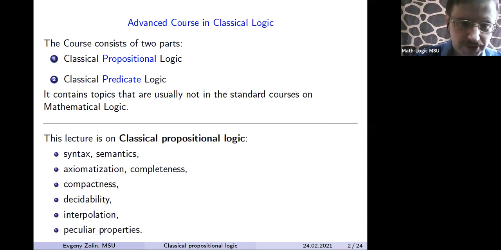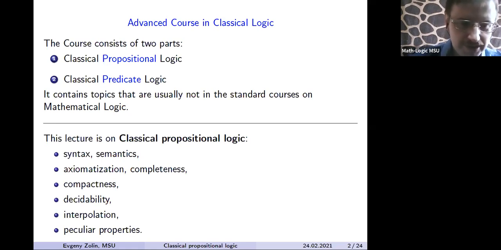So we will start, of course, with the first part, classical propositional logic. Perhaps it is the simplest logic. But even in this logic, there are some questions that are still open, and some questions that are quite difficult, some computational questions, some questions about axiomatization, and so on. So even for this logic, there are some open problems.